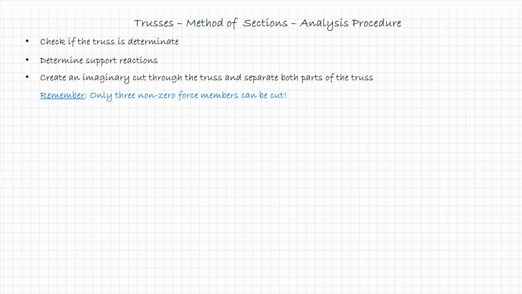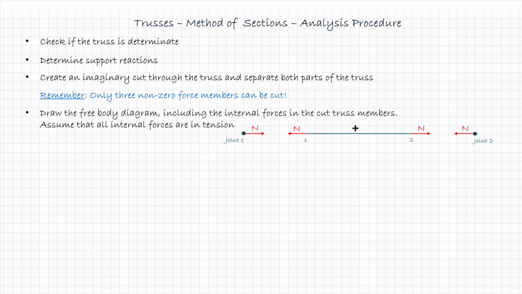For solving trusses using the method of sections, just like before, we'll check first that the truss is determinate. Once we've done that, we will find the support reactions. We will then create an imaginary cut through the truss and separate both parts of the truss. We need to remember at this point that only 3 non-zero force members can be cut. Once we've done that, we will draw the free body diagram, including the internal forces in the cut truss members. We'll assume that all internal forces are in tension, just like we did with the method of joints.